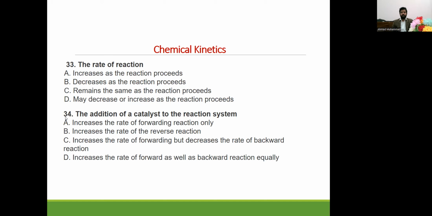Question number 34, the addition of catalyst to the reaction system increases the rate of forward reaction only, increases the rate of reverse reaction, and increase the rate of forward but decrease the rate of backward reaction, and option B is increases the rate of forward as well as backward reaction equally. So the addition of catalyst to the reaction system, what will be the right answer? The right answer from these four options is C, increase the rate of forward reaction but decrease the rate of backward reaction. Option C is the right option.